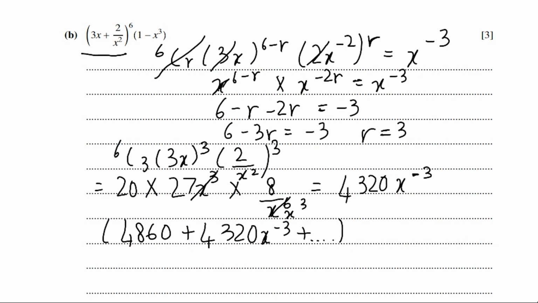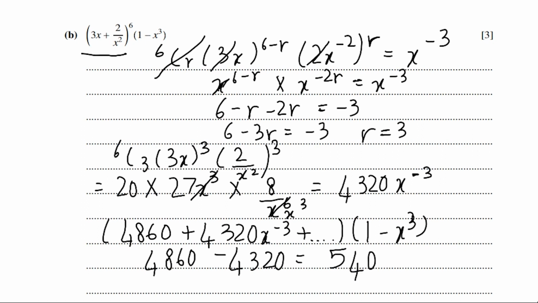So we can simply write (3x plus 2 upon x squared) raised to the power 6 as this thing, and then we have to multiply it with 1 minus x cube. Now we know 4860 multiplied with 1 is 4860, and 4320 x raised to the power minus 3 multiplied with minus x raised to the power 3 is minus 4320, and subtracting 4320 from 4860 we get the answer 540. So the term independent of x is 540.